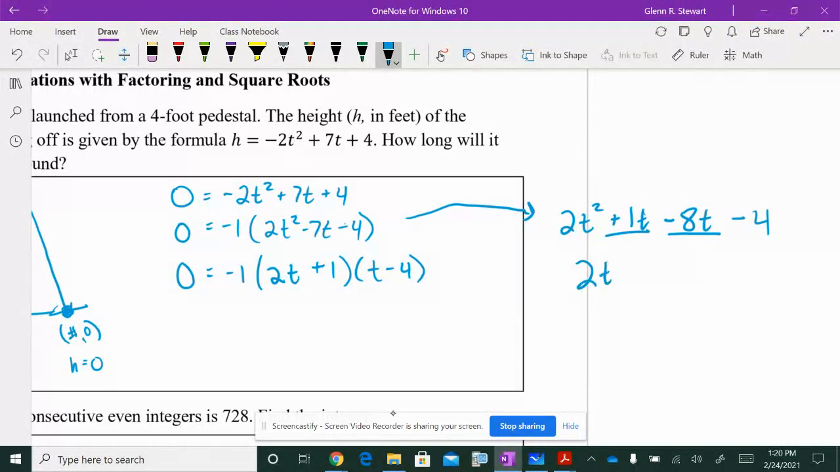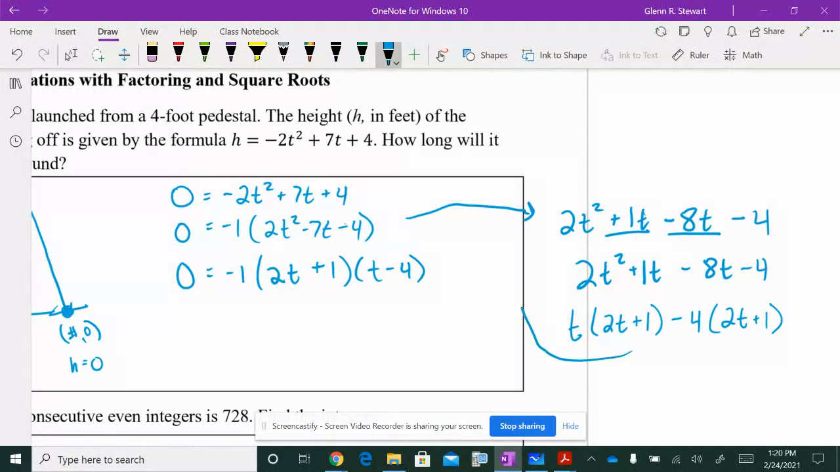So 2t squared plus 1t minus 8t minus 4, group. And we get t out front, 2t plus 1. And if we take out a minus 4 here, we end up with 2t plus 1, which then gives us our factors. From here, we want to set these each equal to 0.